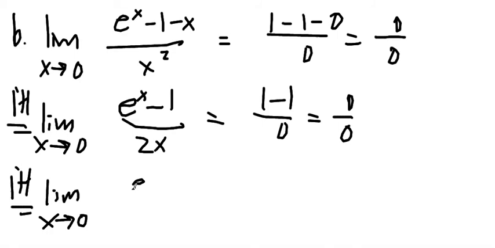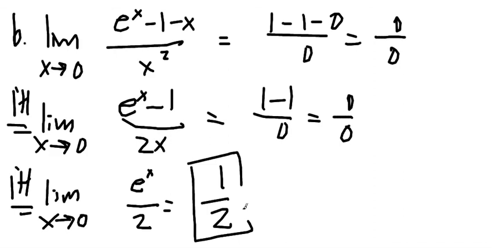So anyways, the derivative of the top becomes e to the x, the derivative of the bottom is 2. E to the 0 is equal to 1, 2 is 2, so this is equal to 1/2. And that is our final answer there.